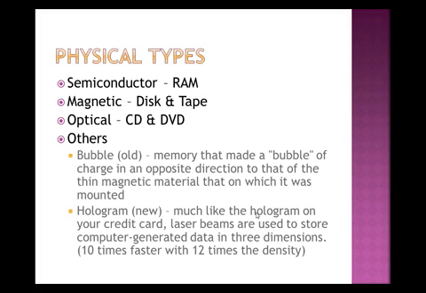Then we have studied the physical types, that is, what types of memory are used. One is the semiconductor, the best example being RAM. Then magnetic, that is the disk and the tape. Then optical technology, that is CDs and DVDs, the compact disc and the digital versatile disk. And a few other concepts are also available for memory, such as bubble and hologram.